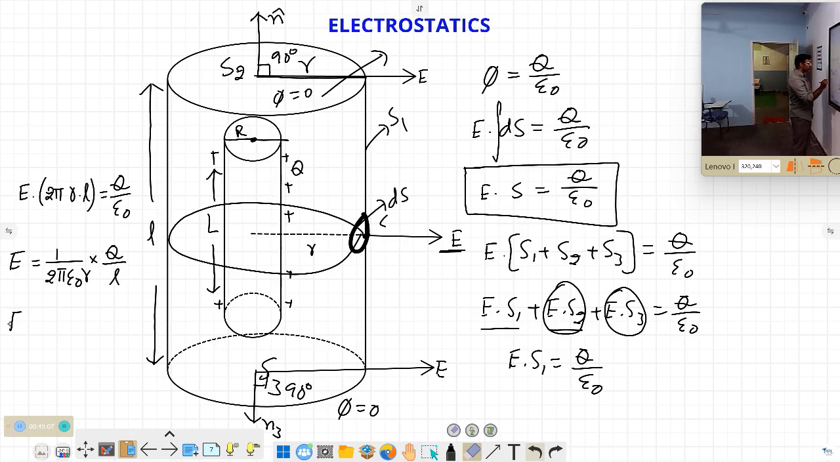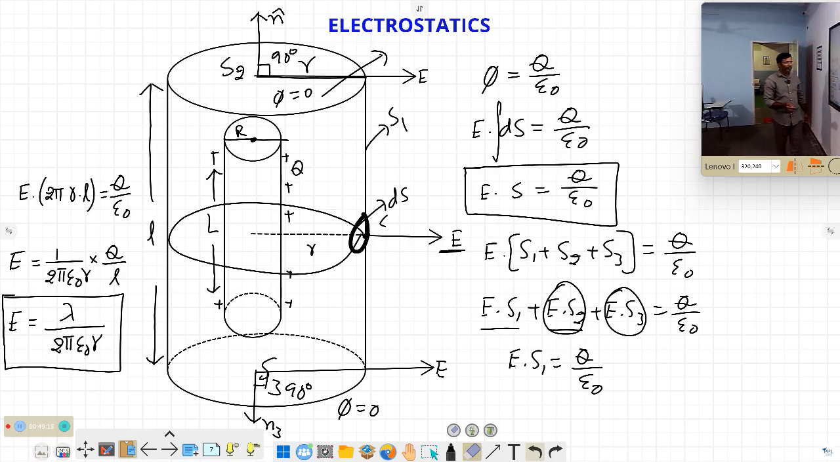What is Q by L? It is nothing but lambda. So E is equal to lambda by 2 pi epsilon naught R. It is a similar expression to the one you got on the surface also. On the surface you got lambda by 2 pi epsilon naught capital R, and outside, at any point, you got lambda by 2 pi epsilon naught small r.